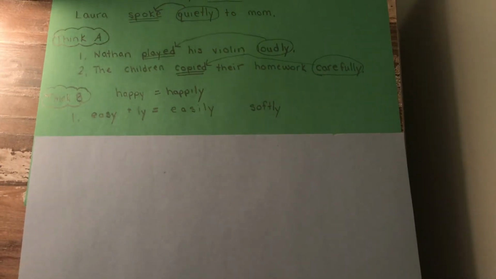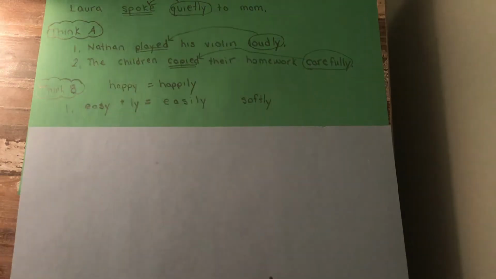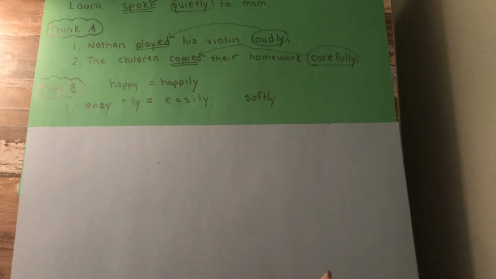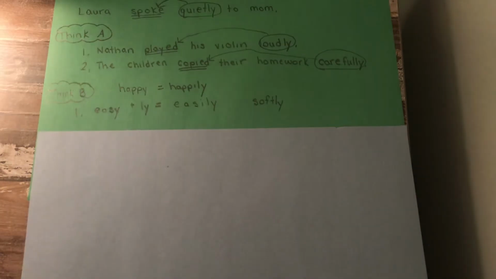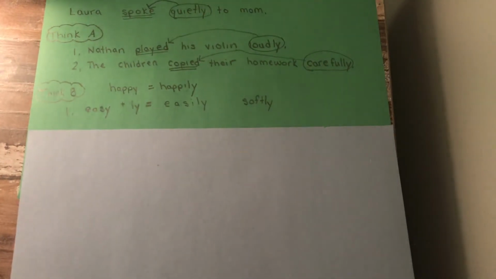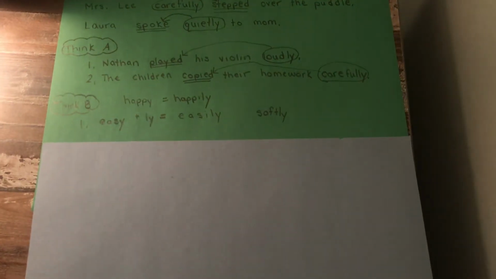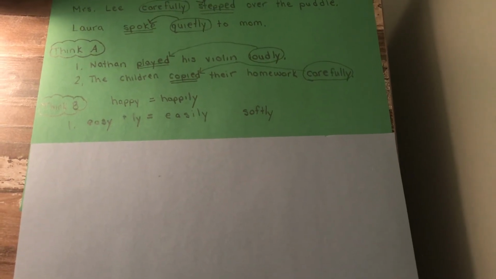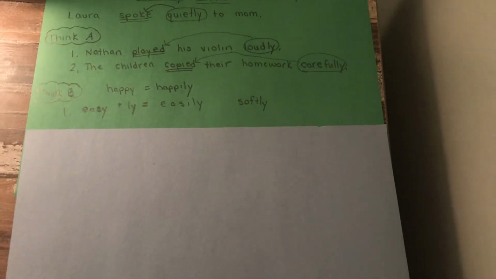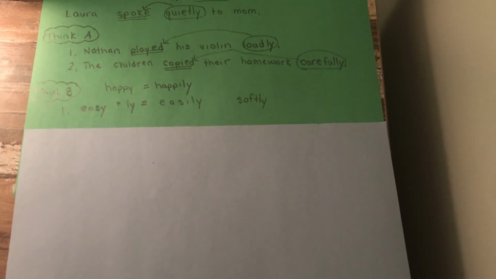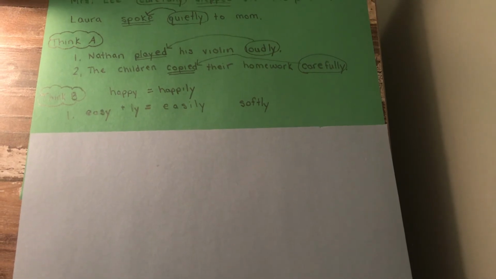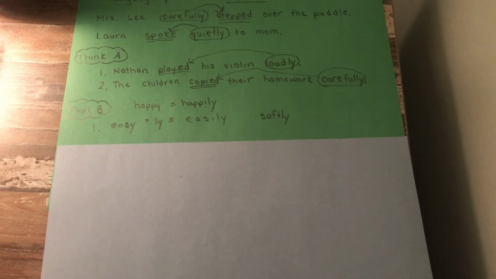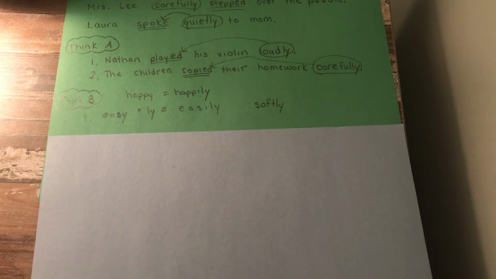Down on Think C, you are writing an adverb to tell how the action might be done. Okay, so run. What's an adverb that you could use for run that would say how you ran? Okay, so you could say quickly. You could say slowly. You could say carefully. As long as it makes sense, it's totally fine. A lot of adverbs end in ly. So kind of think of words that end in ly to help you think of some if you get stuck.